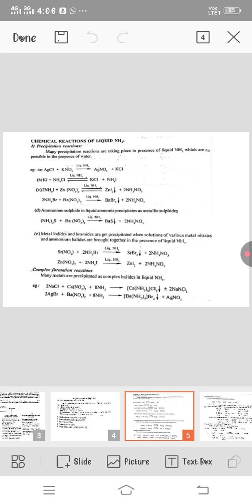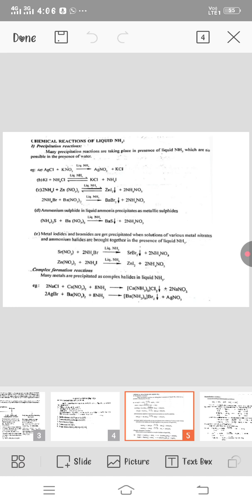Next, chemical reactions of NH3. First one is precipitation reaction. Many precipitation reactions take place in the presence of liquid NH3 which are not possible in the presence of water. For example, when AgCl reacts with KNO3 in the presence of liquid NH3, it produces AgNO3 plus KCl. Next, another example for precipitation reaction, KI reacts with NH4Cl to produce KCl plus NH4I.